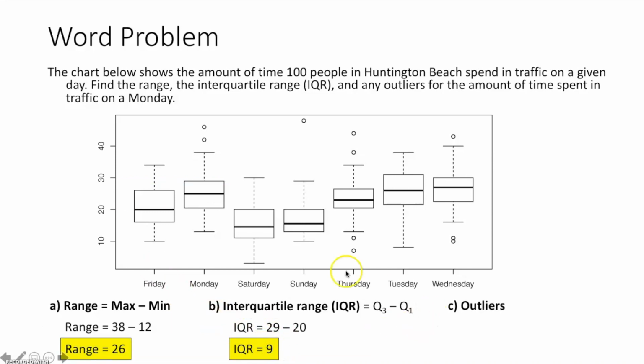Then any outliers. We said we had 2 up here, right? Those 2 would be outliers. So that's at about 42 and 46. So those would be your outliers.